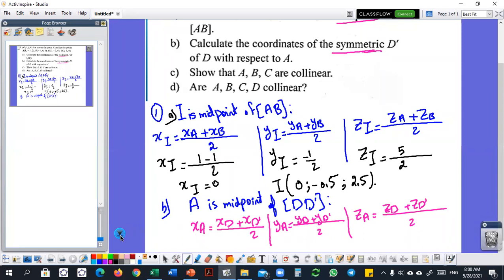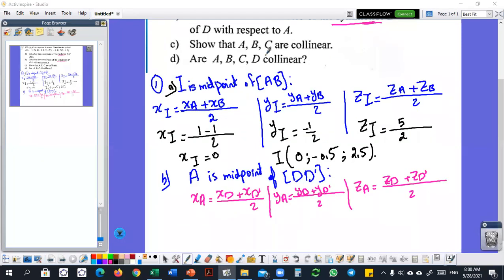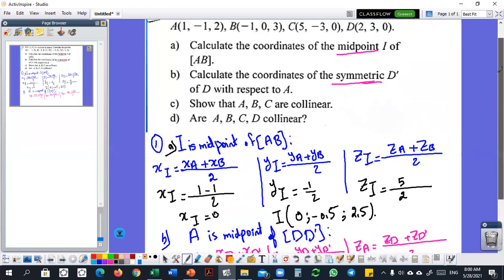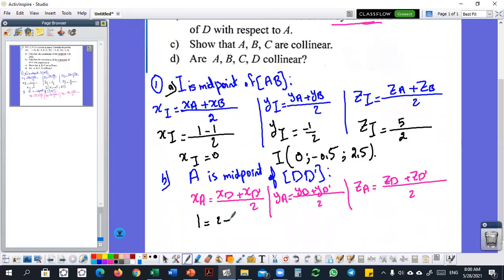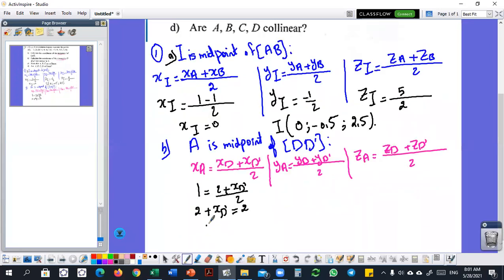I'm going to make cross multiplication. Now, X of A is provided, and it is 1, I think. It equals X of D, which is 2, plus X of D prime, over 2. So let's make a cross multiplication. 2 plus X of D prime will be multiplied by the denominator of this, which is 1. So 2 plus X of D prime is equal to 2. Finally, X of D prime will be 0.